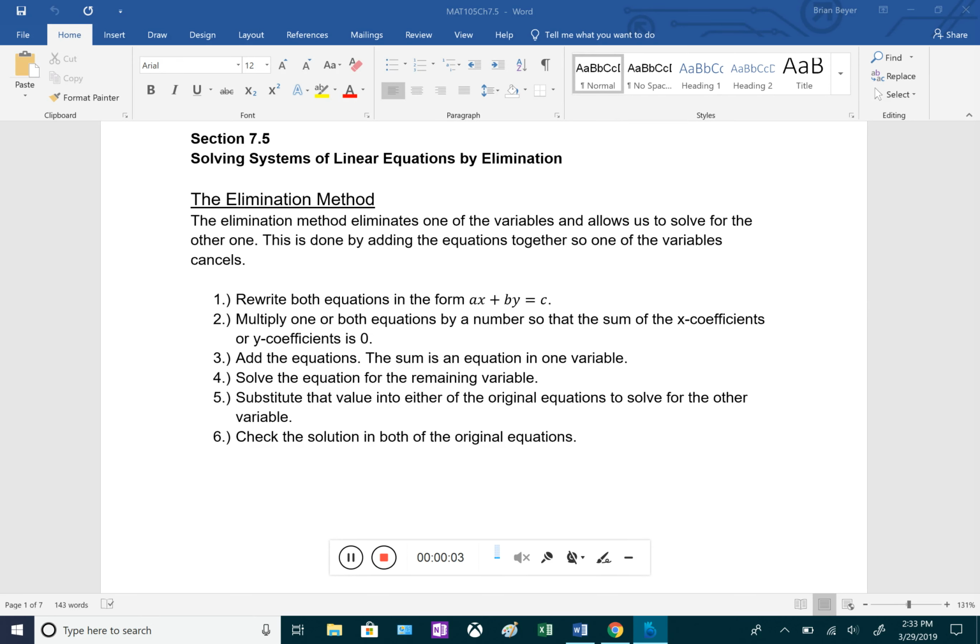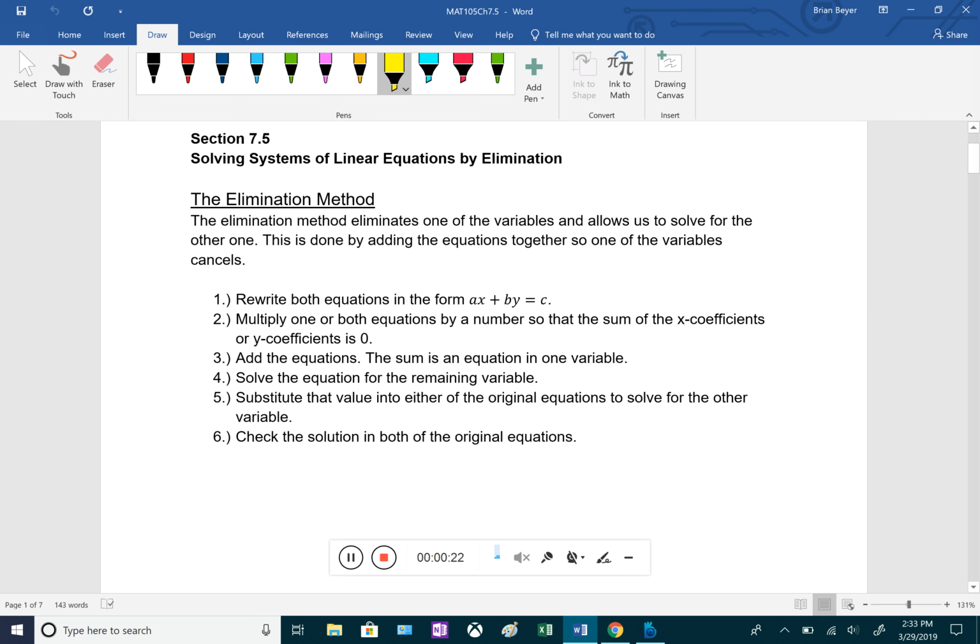So now in this next section, we're going to be solving systems of linear equations using the elimination method. The elimination method is also called the addition method and sometimes called the subtraction method. What this does is it eliminates one of the variables and allows us to solve for the other one. The way that we do this is by adding or subtracting. You can technically subtract as well. We're going to be adding the equations together, so one of the variables cancels.